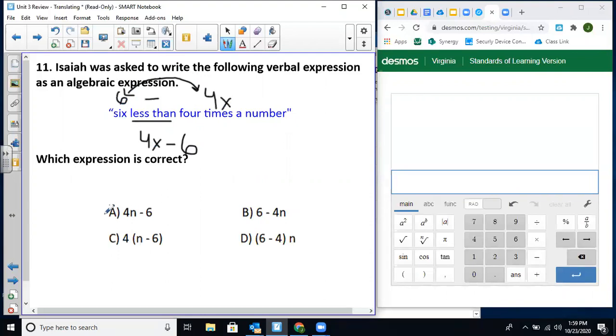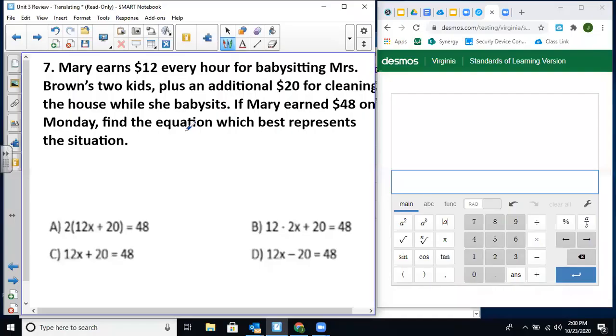So that is going to give us a. Even though we used x, it's okay. Any variable can be represented by any letter. And looking back at this, when we say 6 less than 4 times a number, remember you are taking that 6 away from that 4x. That is why we reverse. So the answer would be A.